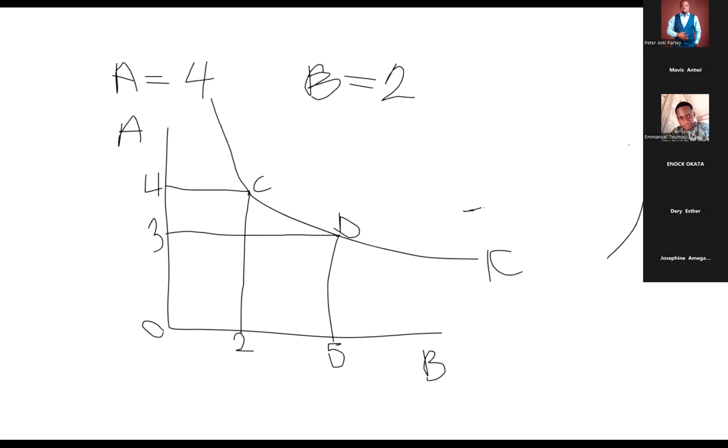What I'm saying, Beatrice, is that points on the indifference curve depict the same level of satisfaction. So if you are consuming 4 pieces of apple and 2 fingers of banana, your satisfaction is the same as the one consuming 3 pieces of apple and 5 pieces of what? Banana. So any point on the indifference curve depicts the same level of satisfaction, and therefore we can say that the individual is indifferent between point C and point D. Is it clear?